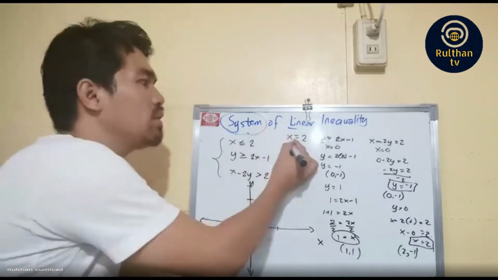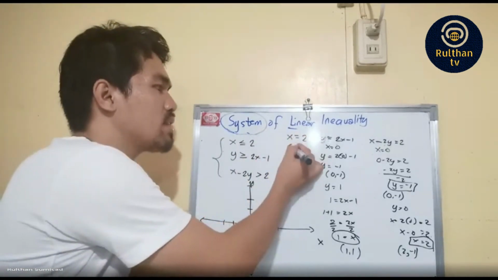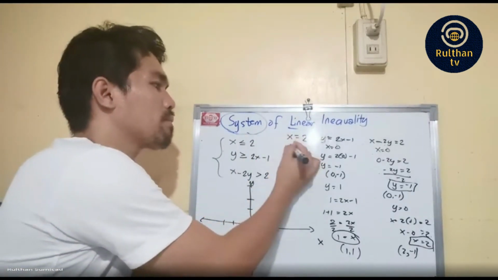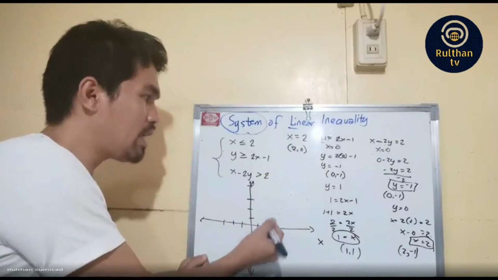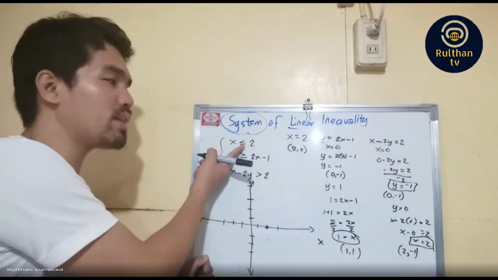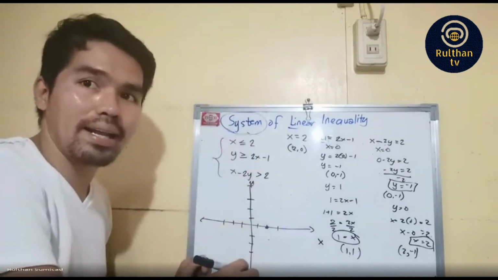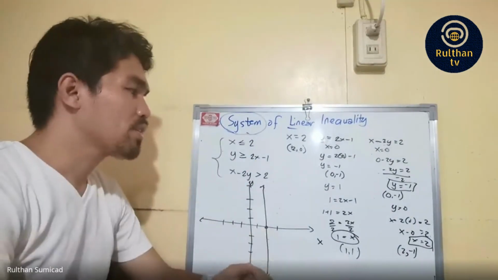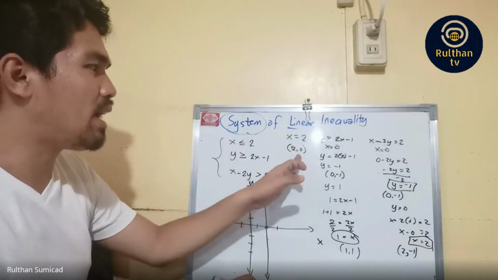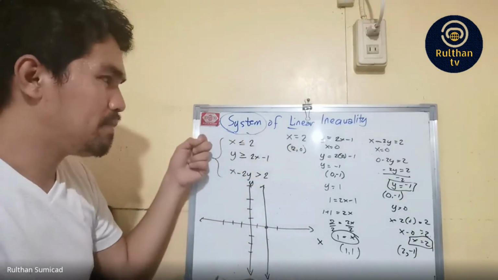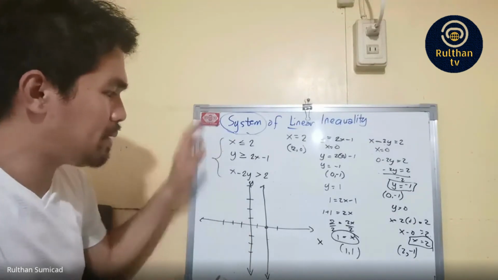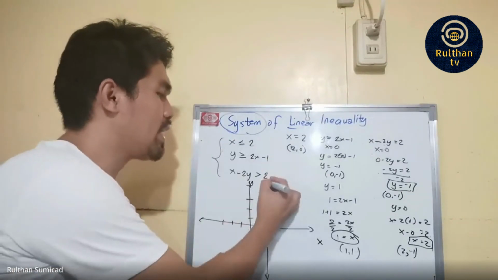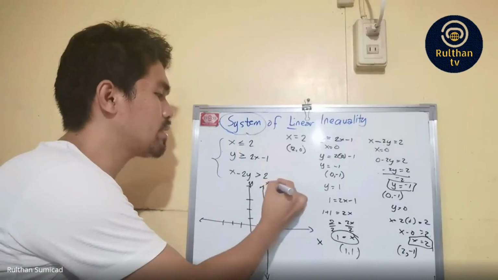So first, as we plot this one, this is 2, 0. We will locate that coordinate, which is this one. Now following our symbol of inequality, it should be solid and we will draw a vertical line. A solid vertical line. So we plotted and graphed the first inequality in our system in our Cartesian plane. This is x less than or equal to 2.